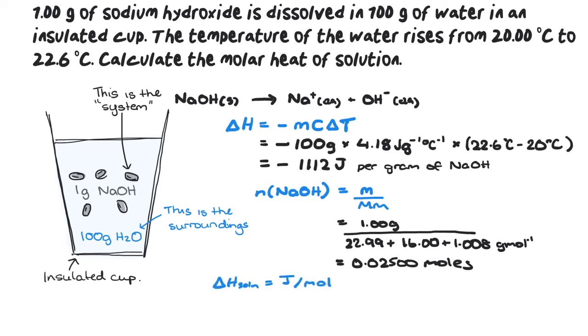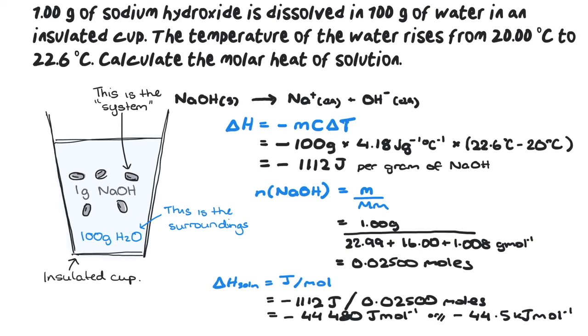So molar heat of solution is joules per mole. Negative 1112 joules over 0.02500 equals negative 44,480 joules per mole, or negative 44.5 kilojoules per mole.